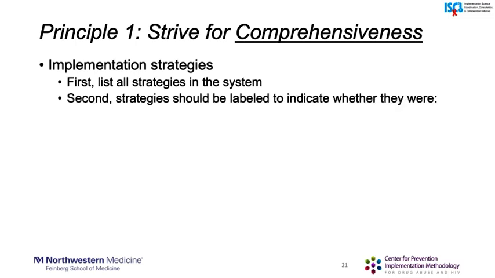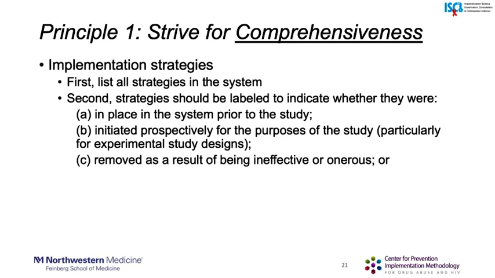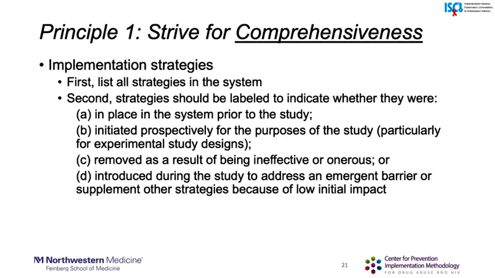Second, you want to indicate and label in some way whether the strategies were in place in the system prior to the study, or are initiated prospectively for the purpose of the study, particularly for experimental study designs, because this would be your independent variable in most cases. Also whether the strategy ended up being removed as a result of being ineffective or too onerous, or whether the strategy was introduced during the study to address an emergent barrier or supplement other strategies because of low initial impact.